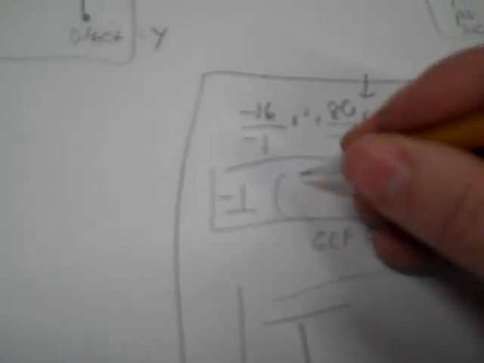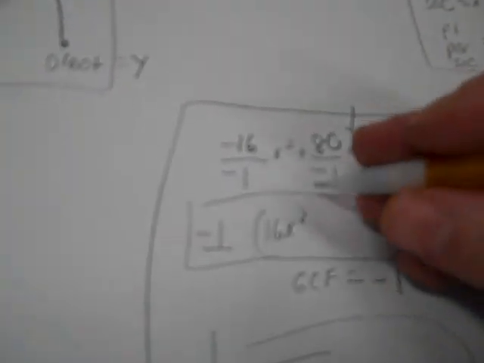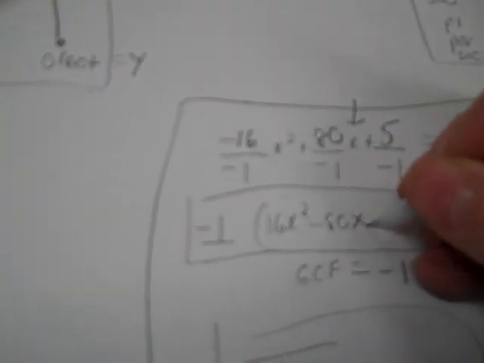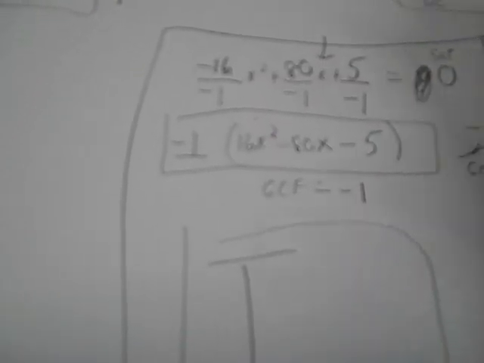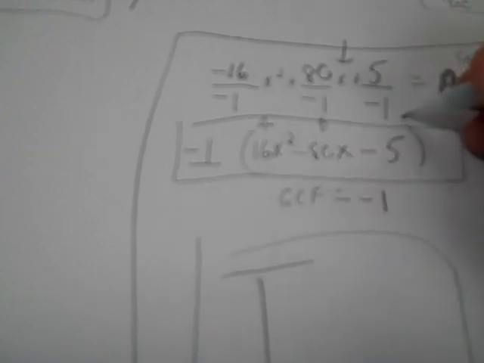And I get a 1 GCF. So negative 1 is a GCF, but I have to actually do it because there's a negative there. So that's positive 16x squared. If we divide a positive 80 by a negative 1, it switches the positive 80 to negative 80x. And then that's going to switch to negative 5. Okay? So, A, B, C.